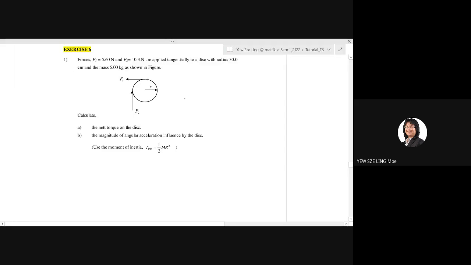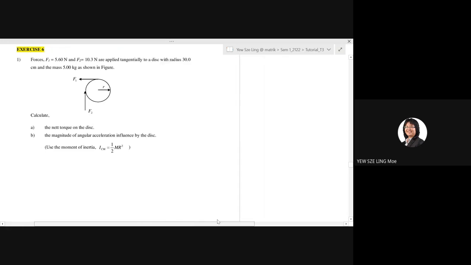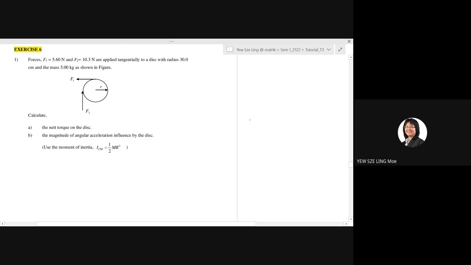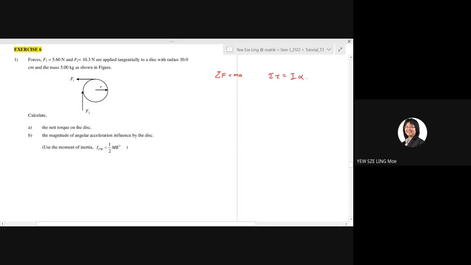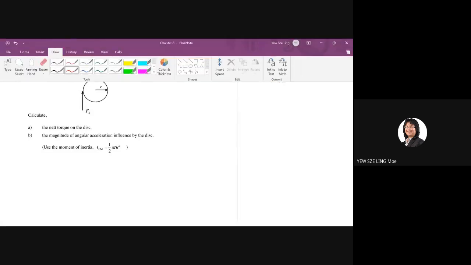Now, this exercise 6 is actually very similar to Newton's second law. The example just now was very similar to Newton's first law. Now we're going to look at questions similar to Newton's second law. If you recall, in Newton's second law we have summation F equals ma. And when it comes to rotations, we use summation torque equals I alpha.